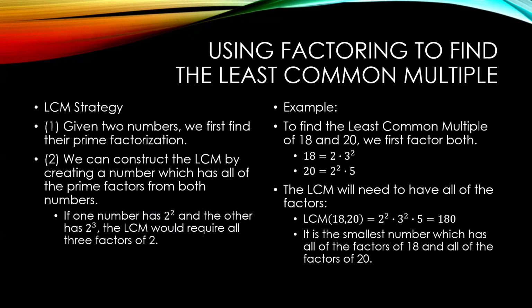Here is a sample problem. To find the least common multiple of 18 and 20, we start by factoring both numbers. 18 is 2 times 3 squared. 20 is 2 squared times 5. The LCM will need to have all of these factors. It needs two 2's because the second one has two 2's. It's going to need two 3's because the first one has two 3's. And it's going to need a 5 because the bottom one has a 5. So our least common multiple is 180, because that's 2 squared times 3 squared times 5.